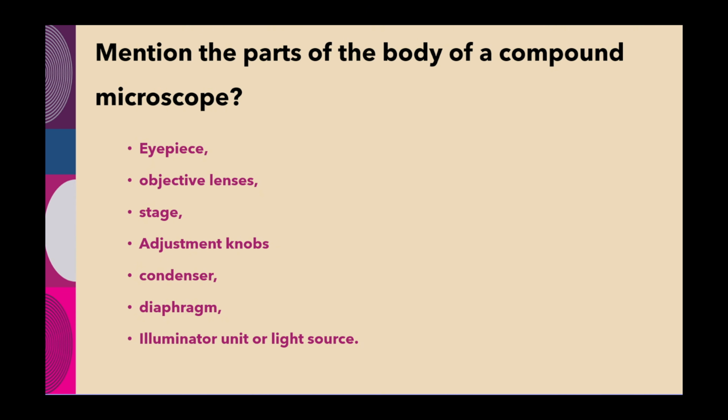Now, what are the different parts of the body of a compound microscope? The compound microscope consists of the eyepiece and objective lenses. Basically, the eyepiece is also a lens, okay? Eyepiece, objective lenses, stage, adjustment knob, condenser, diaphragm, and illuminator unit or light source.